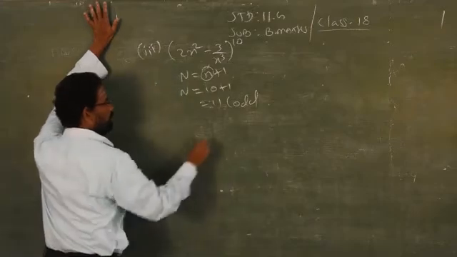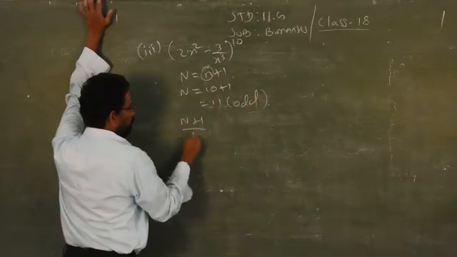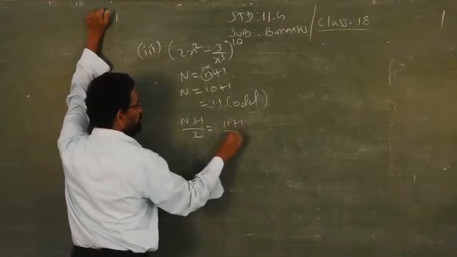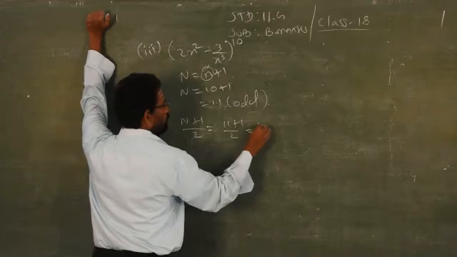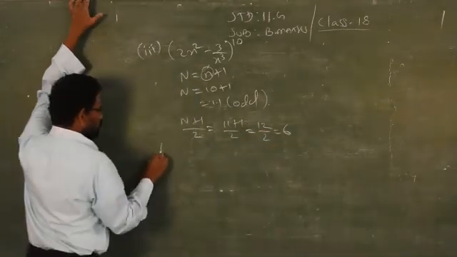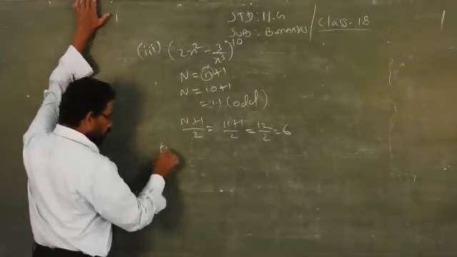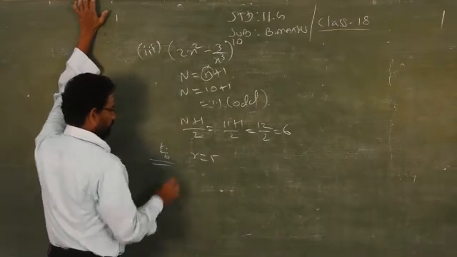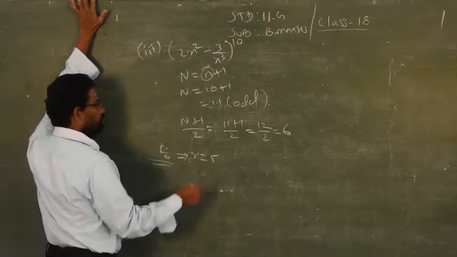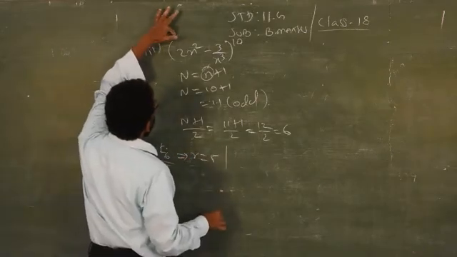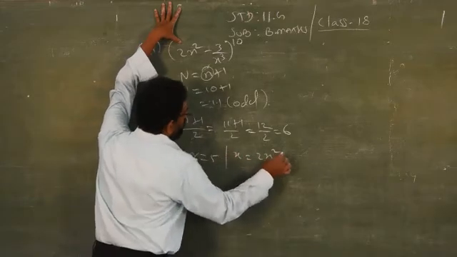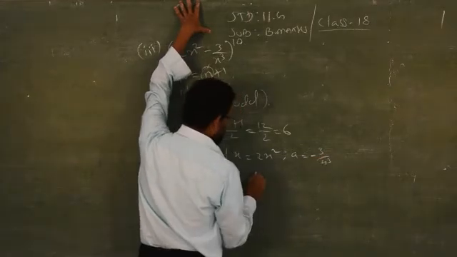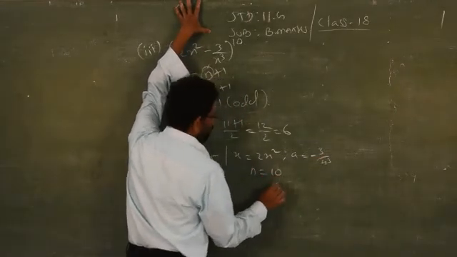What is the concept for an odd number? This is the formula to find the middle term, (N plus 1) by 2. Your capital N is 11. 11 plus 1 by 2 which will give you 12 by 2, that is 6. So you have to find the sixth term. To find the sixth term, what is our r? r should be replaced by 5. To find the sixth term, r should always be 5. Then compare with this general formula, x is 2x square and a is minus 3 by x cube and n is replaced by 10. That's all.